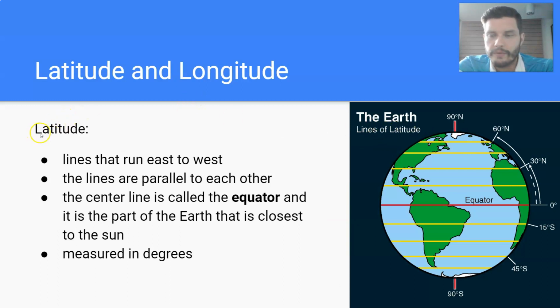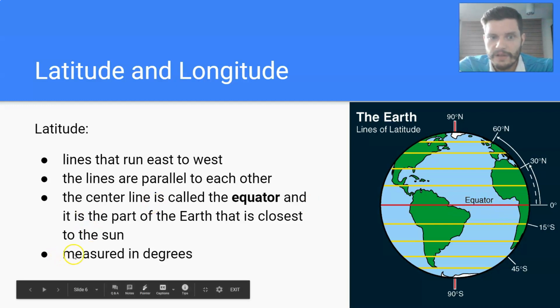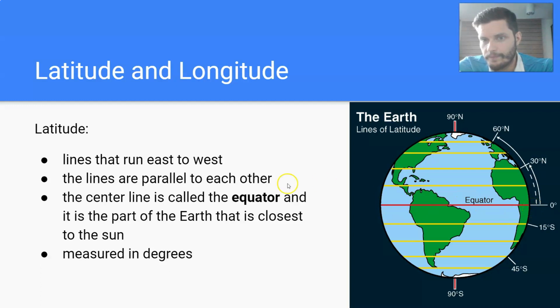Alright, so first of all, let's talk about latitude. As you can see in the image over here, these lines are going from east to west, say left to right, I suppose. And these are lines of latitude. So lines that run east to west are parallel to each other. The imaginary line in the center of the Earth is referred to as the equator. And these lines are measured in degrees, alright, with the equator being 0 degrees.